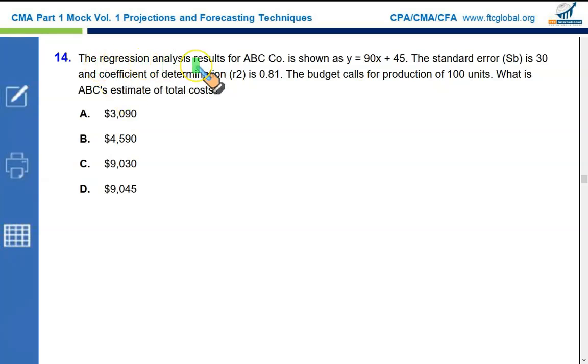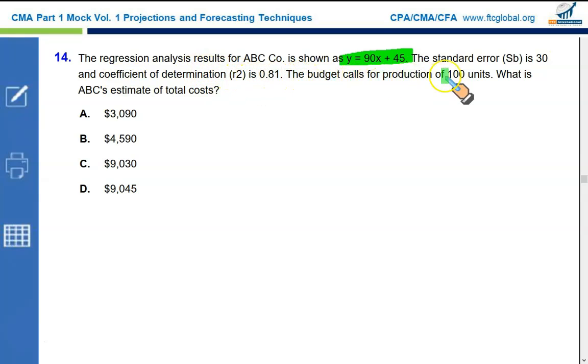The regression analysis results for ABC company is shown by this equation: Y is equal to 90x plus 45. The standard error is 30. What is standard error? Standard error measures the accuracy with which a sample drawn from the population represents a population. How well a sample represents a population, how accurately, is what you call the standard error. And it has nothing to do with this question. And the coefficient of determination R squared is 0.81.